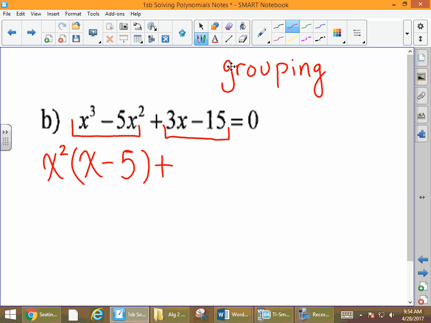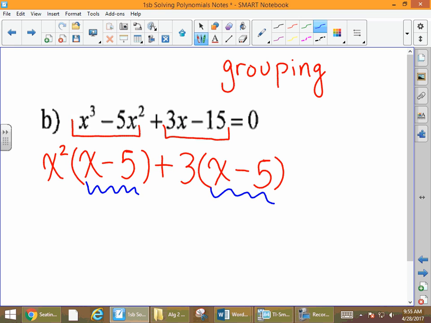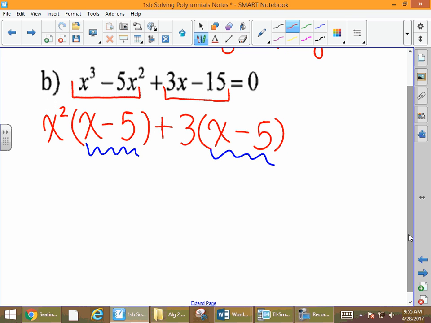In our second group, 3x minus 15, our GCF is 3. And when we factor that out, 3x divided by 3 is x. Negative 15 divided by 3 is negative 5. And now we have x minus 5 in each group. We also have our single x squared and 3.